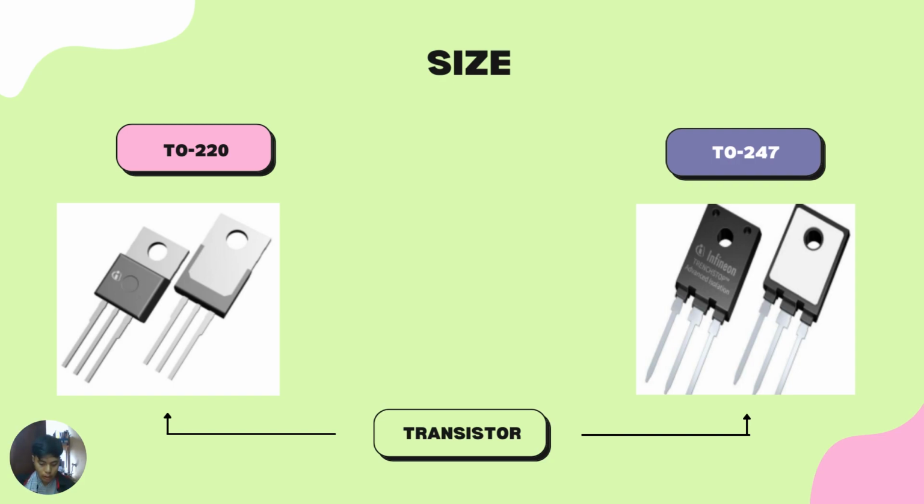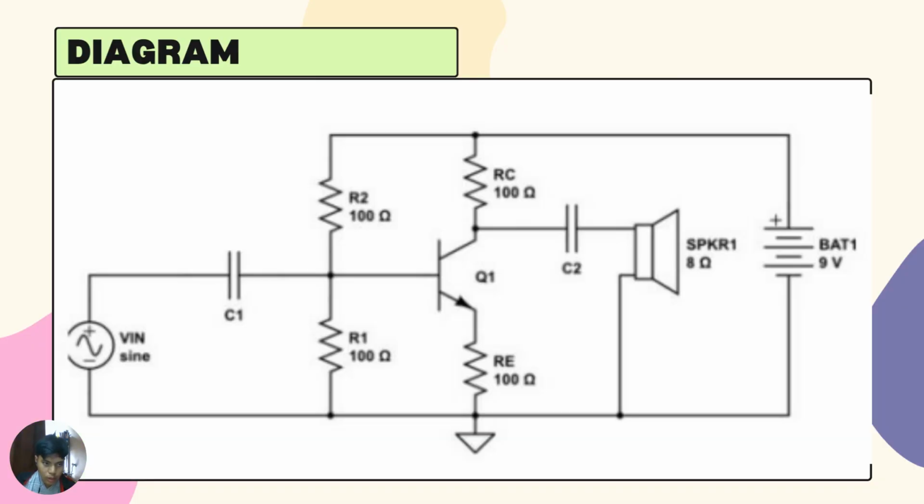Next, we go to the TO247. This is the FET amplifying device that is used in most audio amplifiers. Then we go next to the diagram.